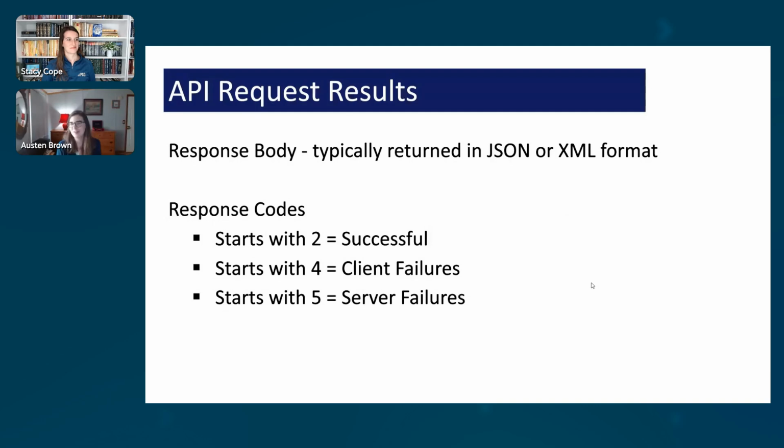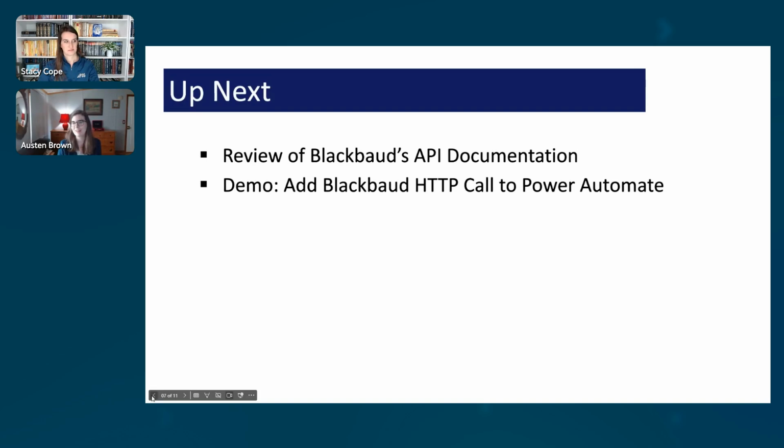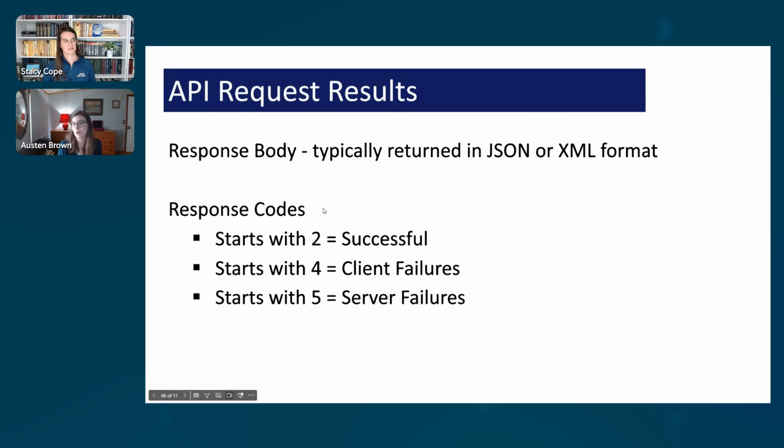Finally, there are some things you're going to get back after you do a call. You're going to get a response body, and this is either going to be returned in JSON or XML format. The folks at Blackbaud have their stuff coming through, I think for the most part, as JSON. You'll need to put an extra step into the flow to parse this information, basically to tell the robot how to read the return so that you can use that data elsewhere within your workflow. The last thing that's returned is a response code, and this clues you in as to whether your call was successful or not.